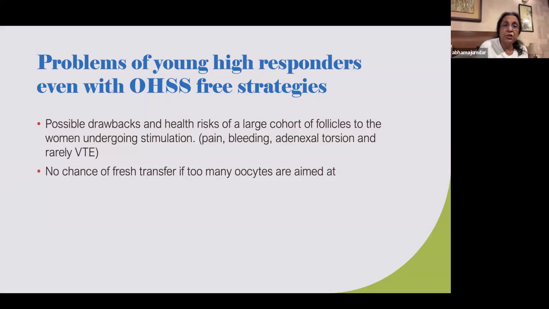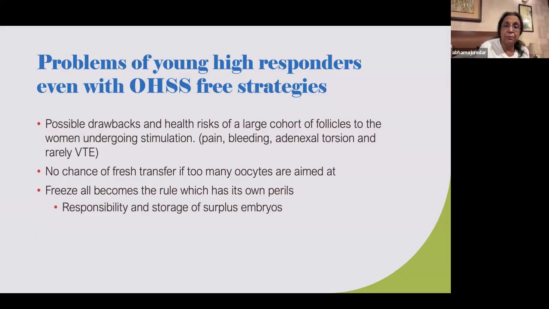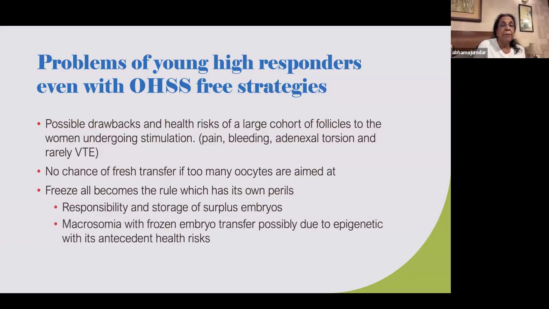Then there is no chance of fresh transfer if you aim at too many oocytes. And fresh transfer is a very good transfer. The woman is looking so much forward to getting pregnant in the same cycle. Freeze-all becomes a rule, which has its own perils. People are still working on freeze-all to see what problems frozen embryos pose, like we need responsibility and storage of surplus embryos and their identity to be very well maintained.